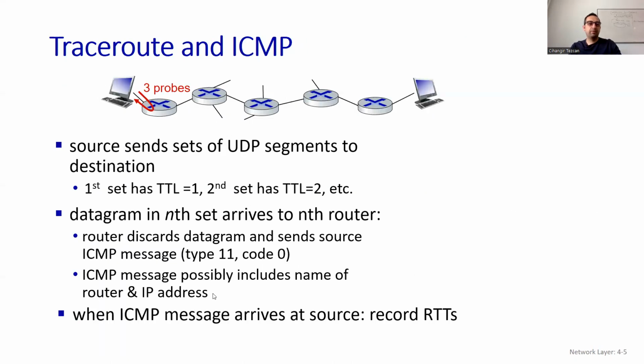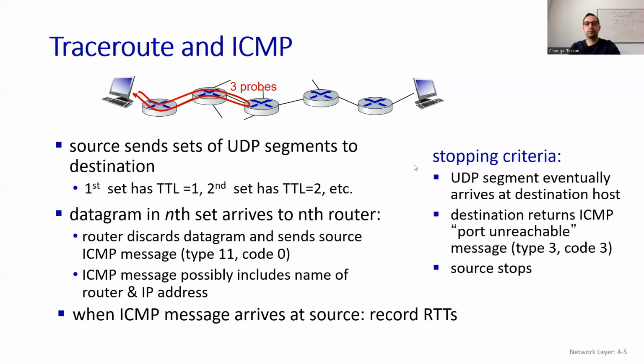ICMP messages possibly include name of router and IP addresses, and you can resolve them. When ICMP messages arrive at source, record RTTs. Okay, this is the idea. So you send 3 copies and measure them. Stopping criteria: UDP segment eventually arrives at destination host. Destination returns ICMP port unreachable.